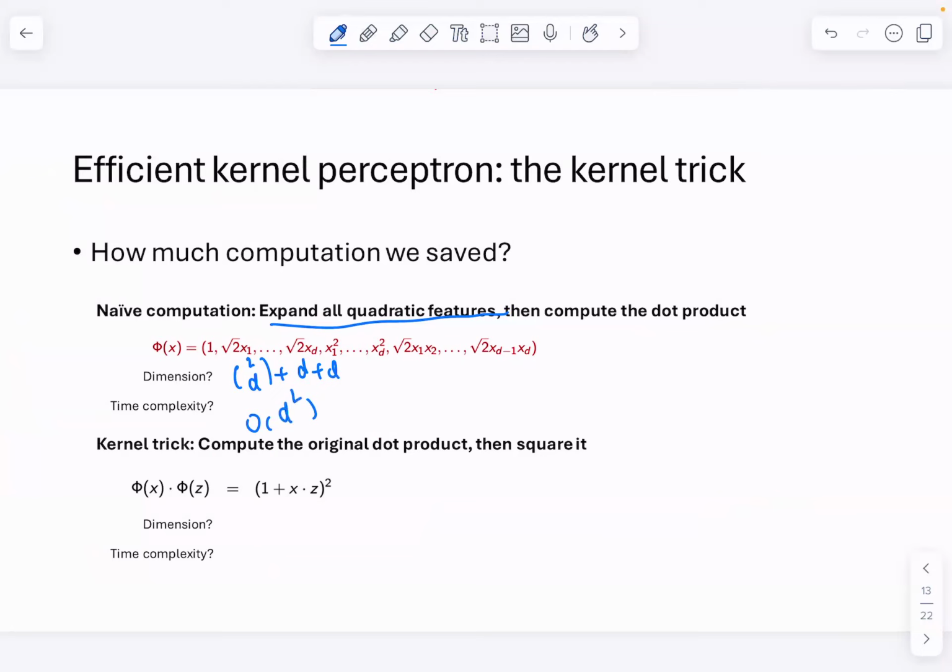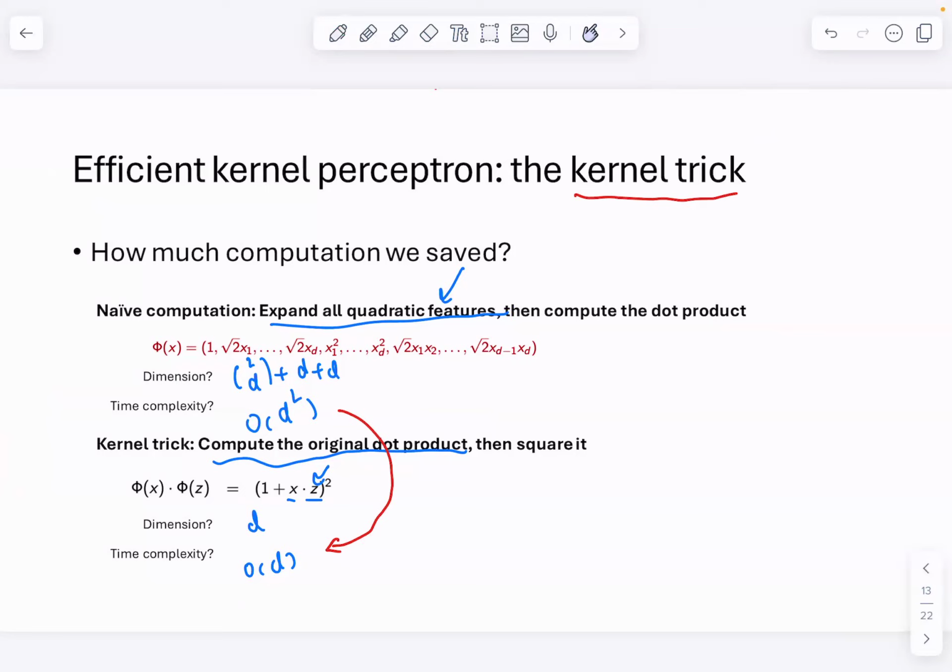But now we don't need to expand all the quadratic features. If we only compute the dot product, this is the only thing needed in the perceptron algorithm. Then we only need to compute this thing, and this is doable in O(d) time, because x and z are both d-dimensional, right? So you can see that we save a lot of computation, from d squared computation to d computation. This is the kernel trick that can magically reduce your computation cost when you do the kernel perceptron algorithm.